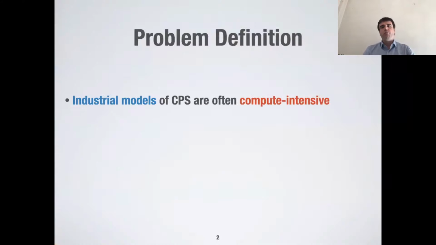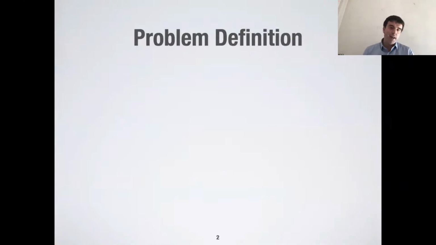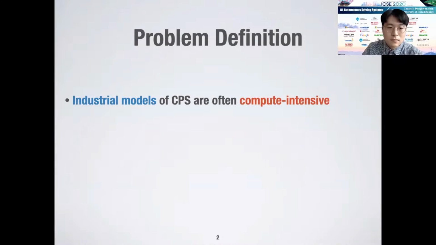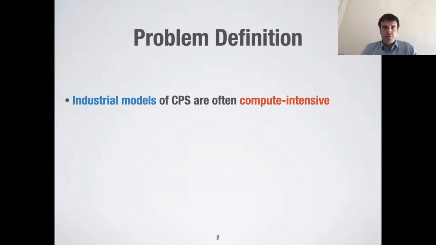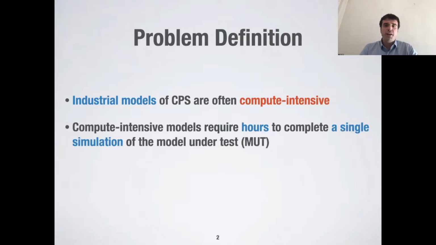Let's start from the problem definition. Our high-level goal is to help engineers in developing cyber-physical system models. Our specific goal is to help engineers in developing industrial models of CPS. Industrial models of cyber-physical systems are often compute-intensive. A compute-intensive model requires hours to complete a single simulation of the model under test.